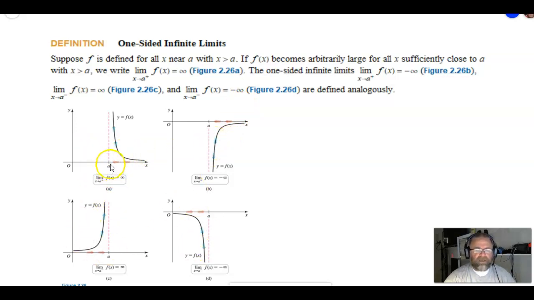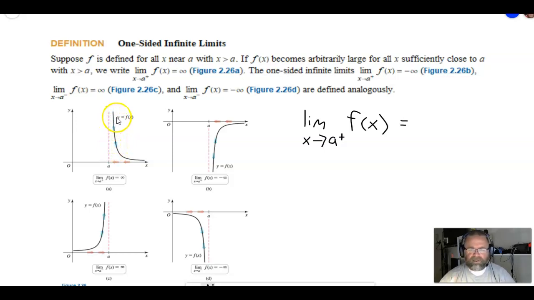So for this value a, and let me write this out, for example, if we were looking at the limit as x approaches a from the right, and I'm looking at this first graph here of our function f of x, it's defined right there. I would say that that is equal to, so as I'm getting closer and closer to this a value from the right-hand side, notice my y values are going higher and higher. So that would be positive infinity.